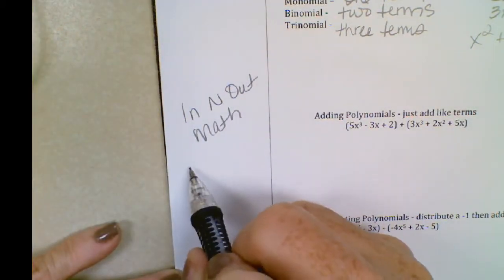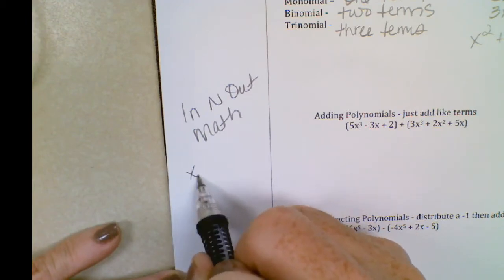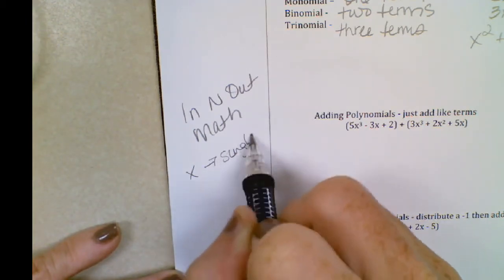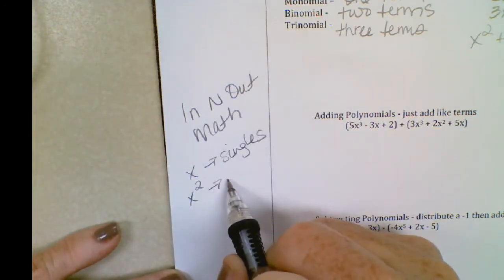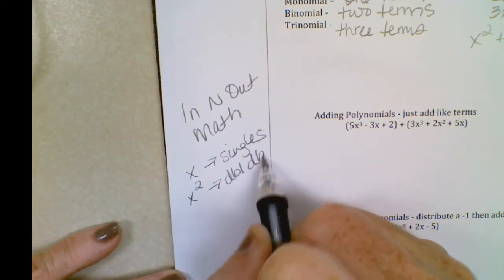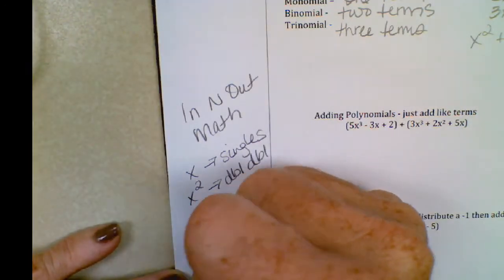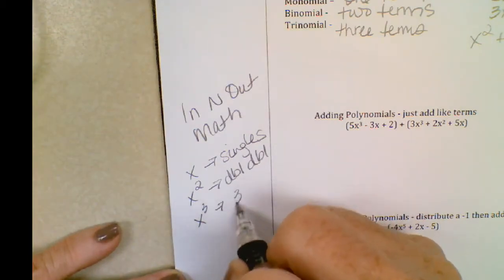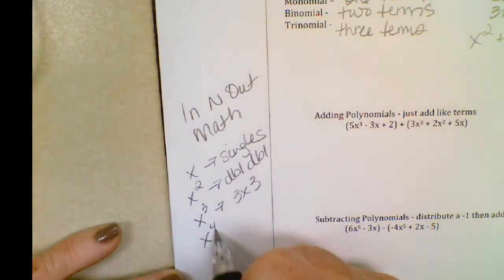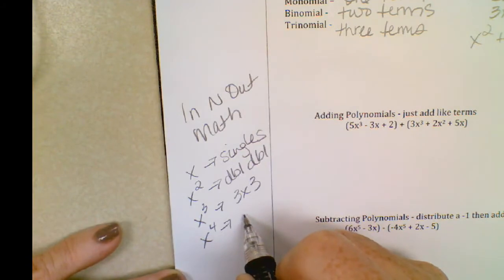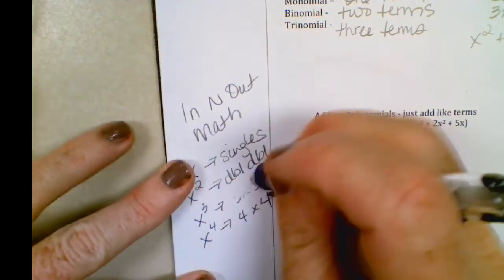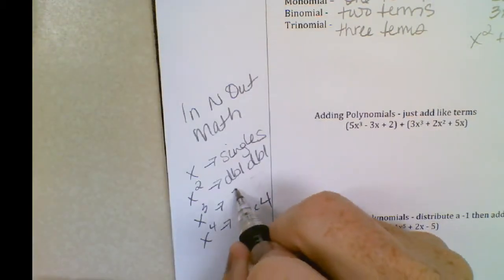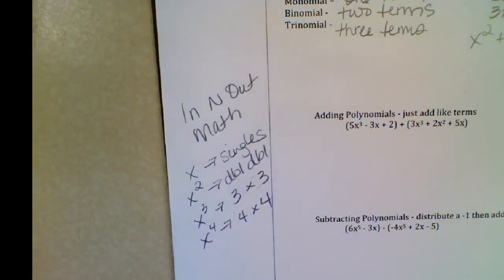So let's call x's our singles, and x squareds, because they have two patties, will be our double-doubles. Okay. And then let's say a 3x3 would be an x cubed. And if we did a 4x4, that would be an x to the 4th, right? Let's spread that 3x3 out so it doesn't look like 3x cubed. Okay.